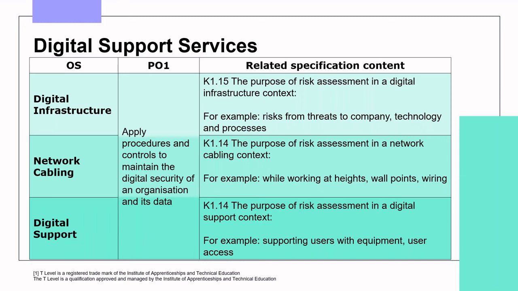So infrastructure might be more at looking at threats to a company, technology, or processes, whereas a cabler might be considering risks such as working at height, wall points, or wiring. And the digital support, we'll be looking at supporting users with equipment or user access.